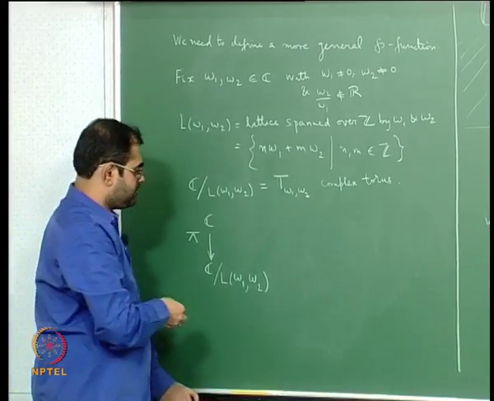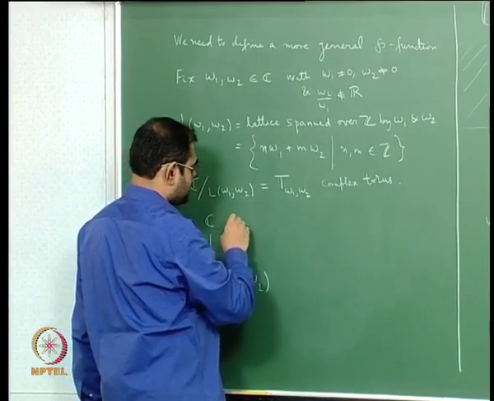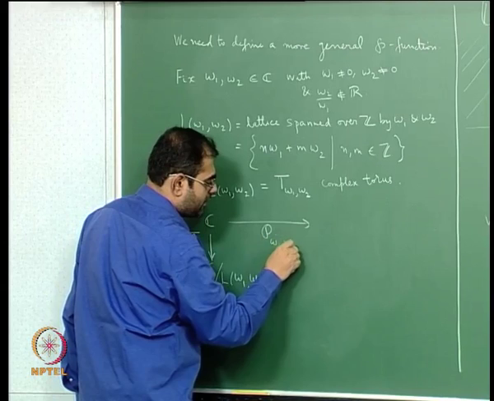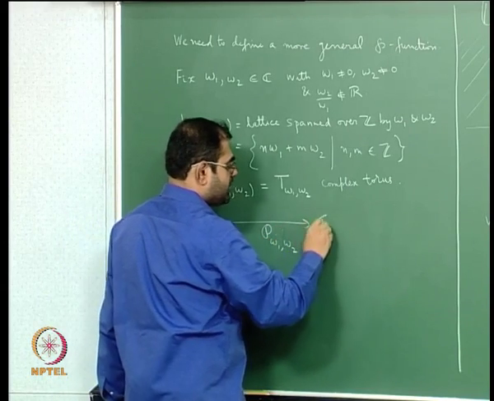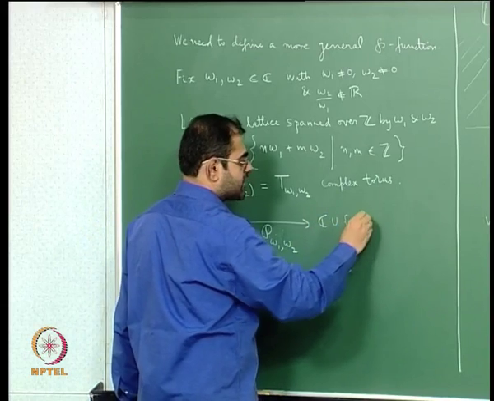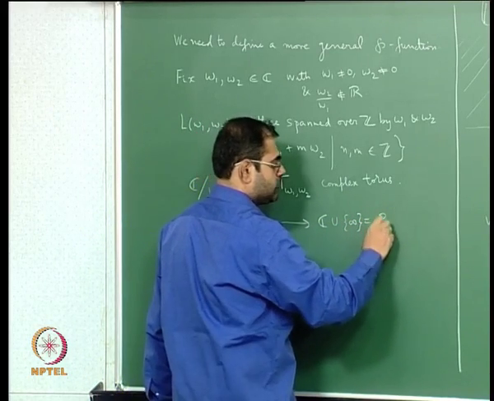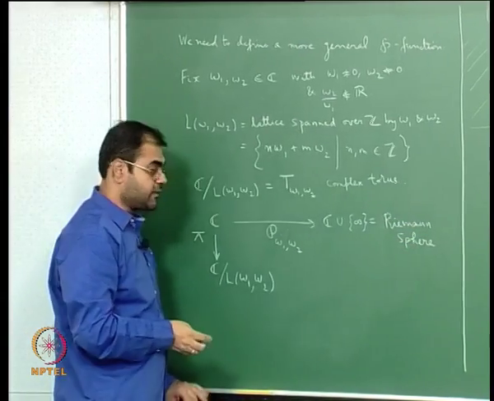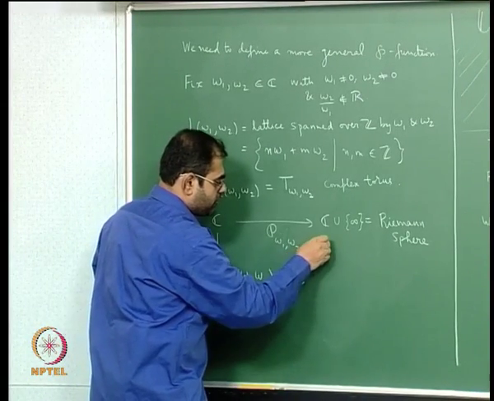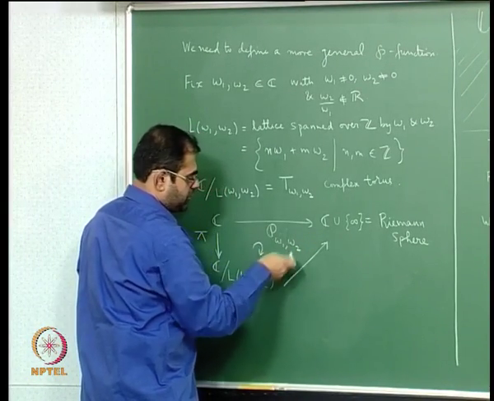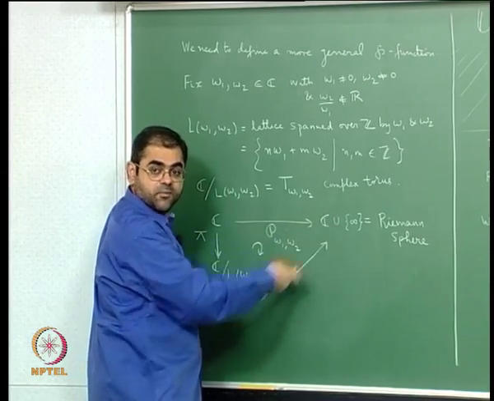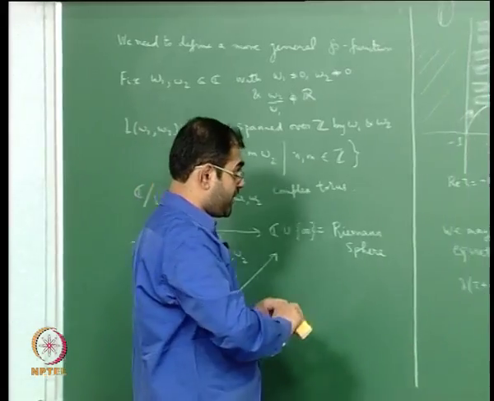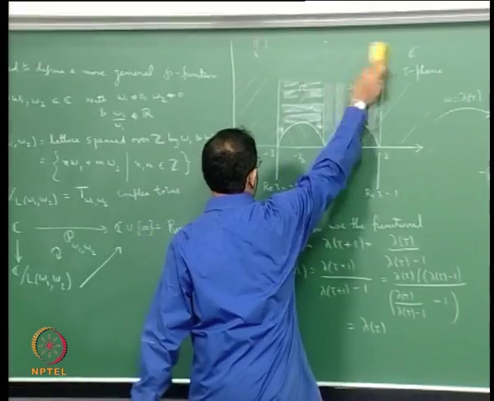And again what happens is that you will get a phi function. Let me call this phi sub omega 1 comma omega 2, and this will take values in C union infinity. This is the Riemann sphere. This will be the Riemann sphere, and of course it will go down to give you a function here which is the simplest meromorphic function you can think of on a complex torus, okay.